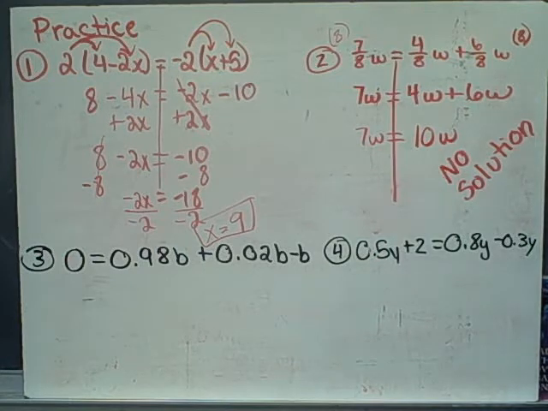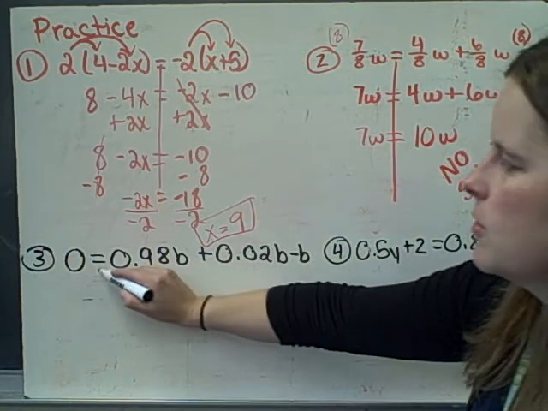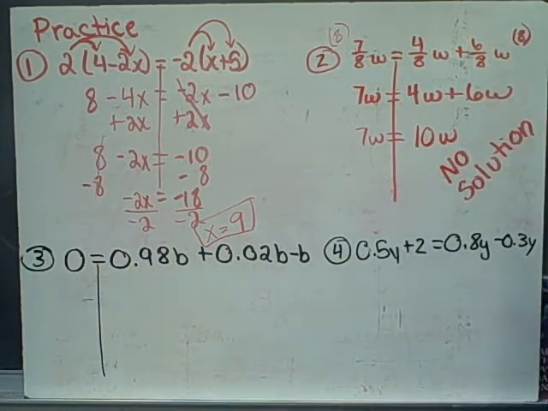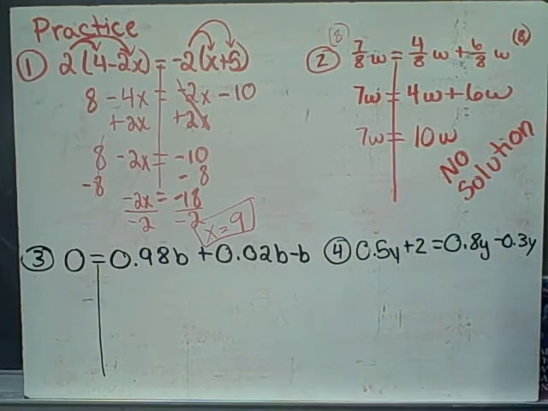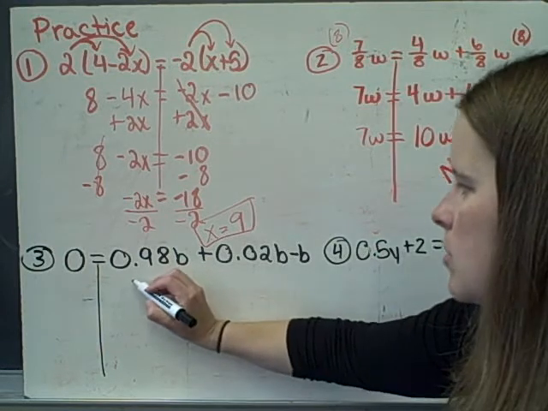All right, let's look at the bottom here. We have 0 equaling some decimals. We're going to treat the decimals just like we would treat anything else, okay, like our whole numbers. So first step is to distribute. I don't have anything to distribute. Second step is to combine like terms. So I have b, b, and b, okay? So I have 0.98 plus 0.02 minus 1 gives me 0b.